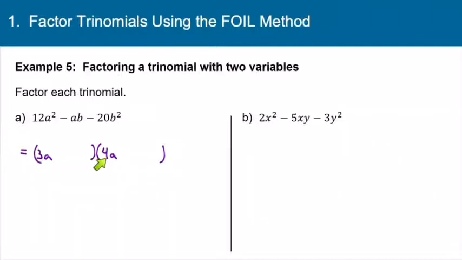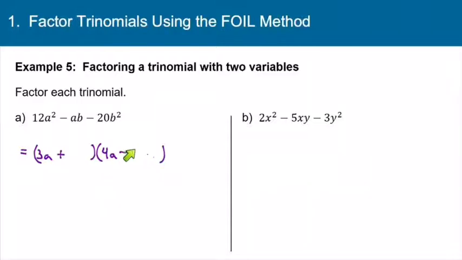So we have our first times first. Let's get our signs. Since the last term is negative, that tells me that the signs in the parentheses will need to be different. I'm going to put down a plus and a minus. And again, I don't have any way of knowing that this is the right arrangement. I just know that at the end, when I check the middle term, if it's not the right arrangement, I'll be able to change it then.